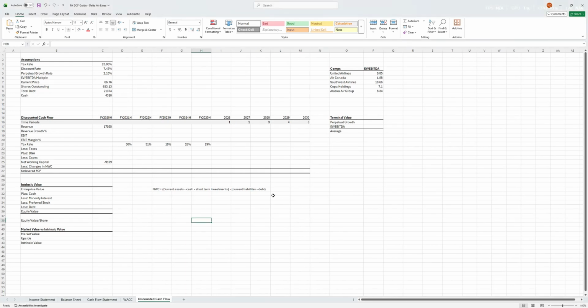Okay, hello everybody. So now I am going to be covering how to do the discounted cash flow for your company. So my example is going to be on Delta Airlines.